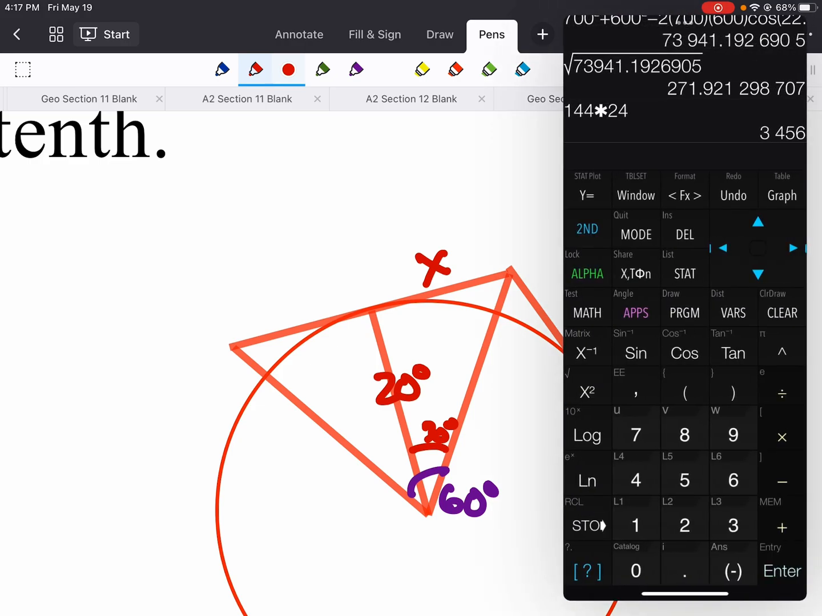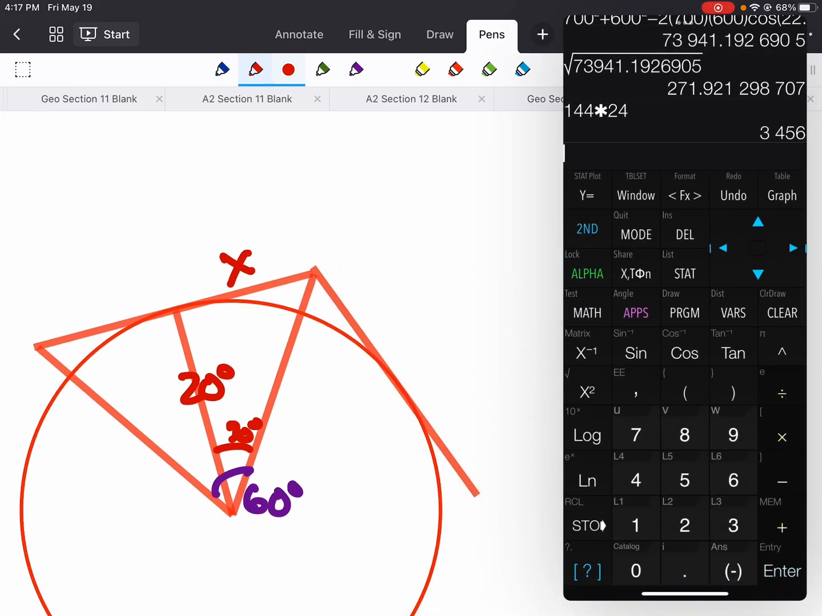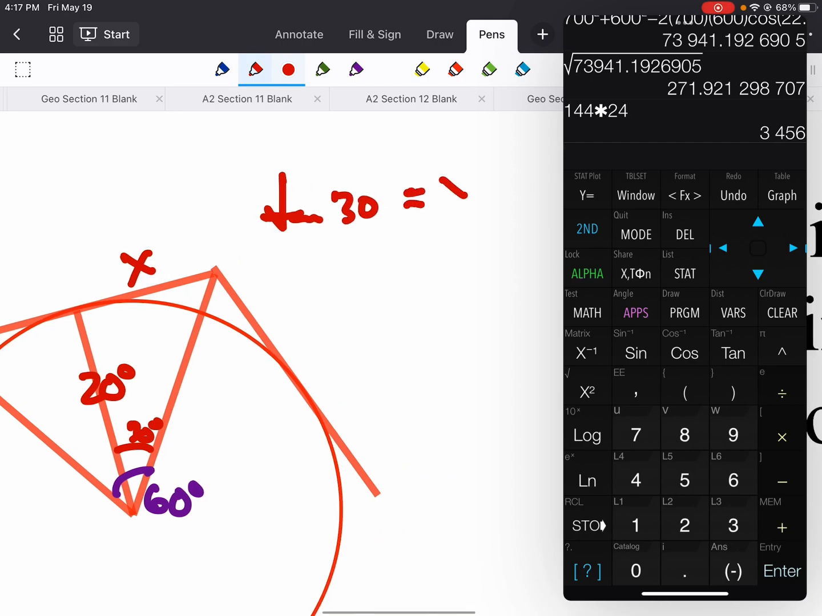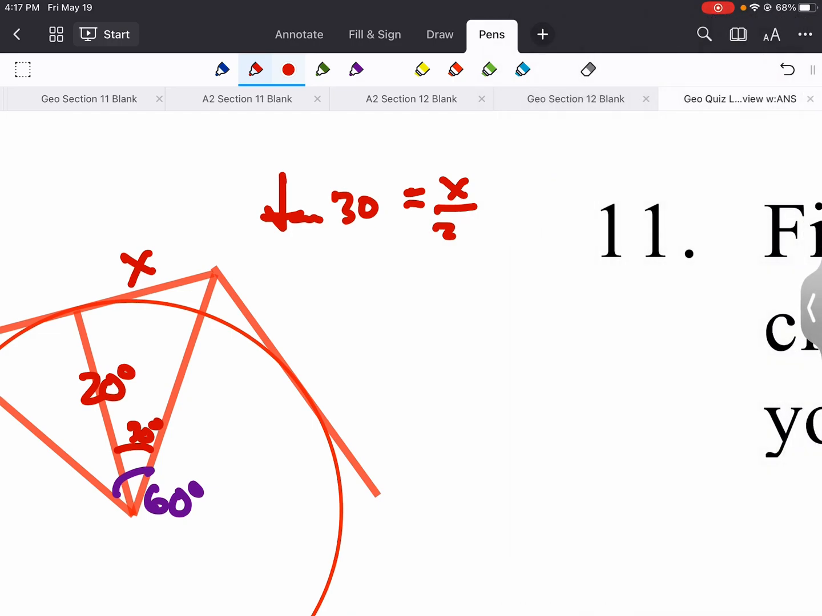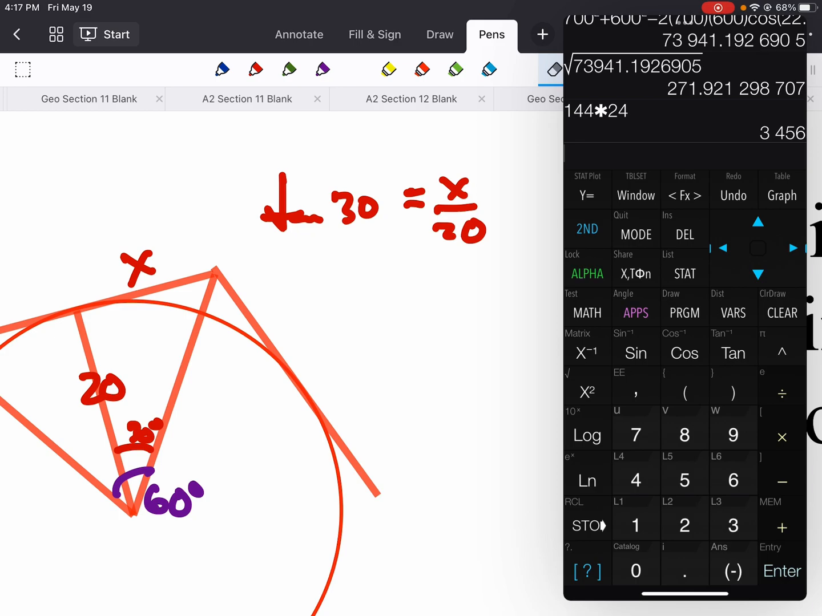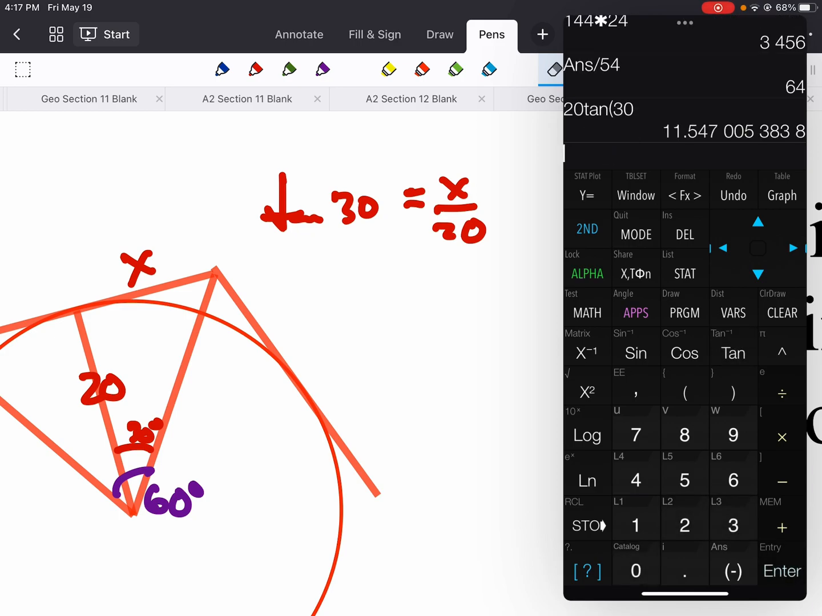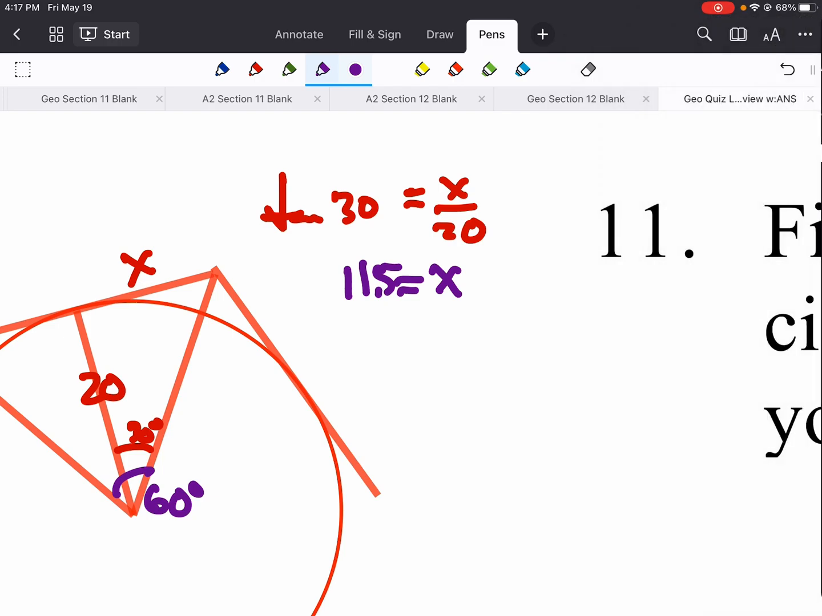Okay, so let's do that real quick. It's opposite over adjacent, so tan 30 equals x over 20. I put 20 degrees. It's not 20 degrees, it's just over 20. There we go. The length is 20. Apologize for that. And then just do 20 tan 30. So 20 tan 30, and I got 11.5. Okay, now that's the value of x.